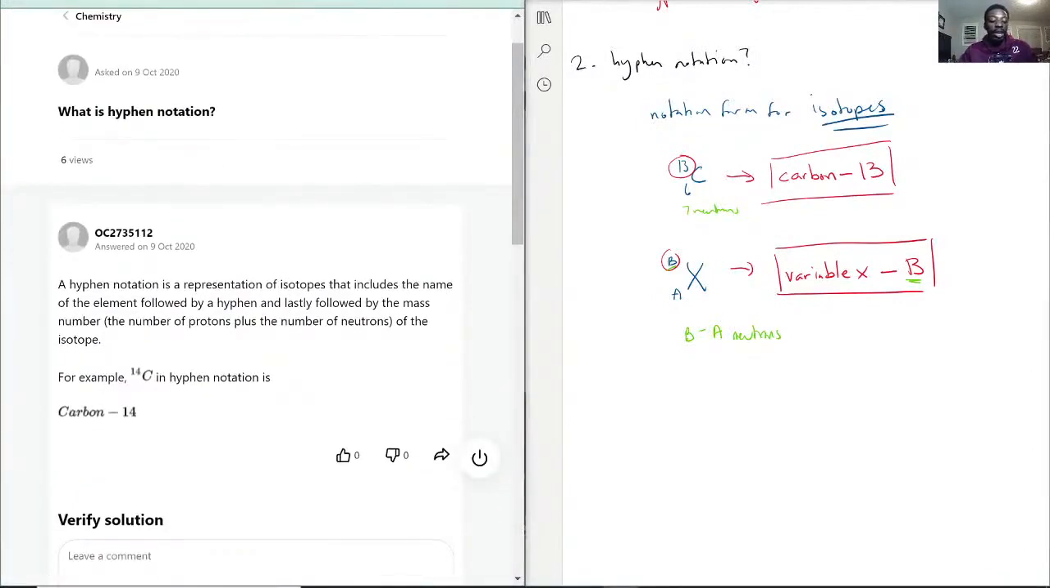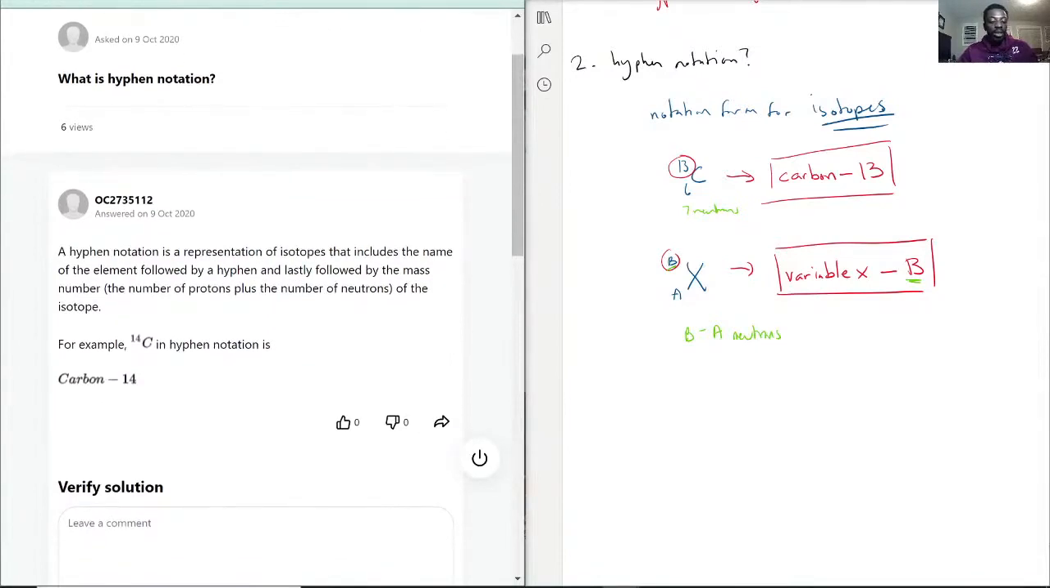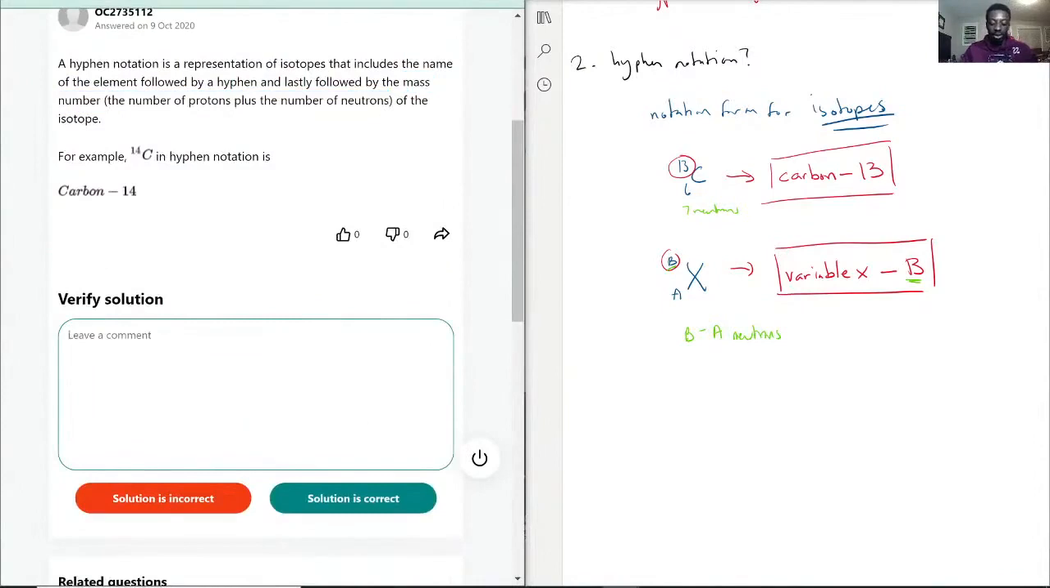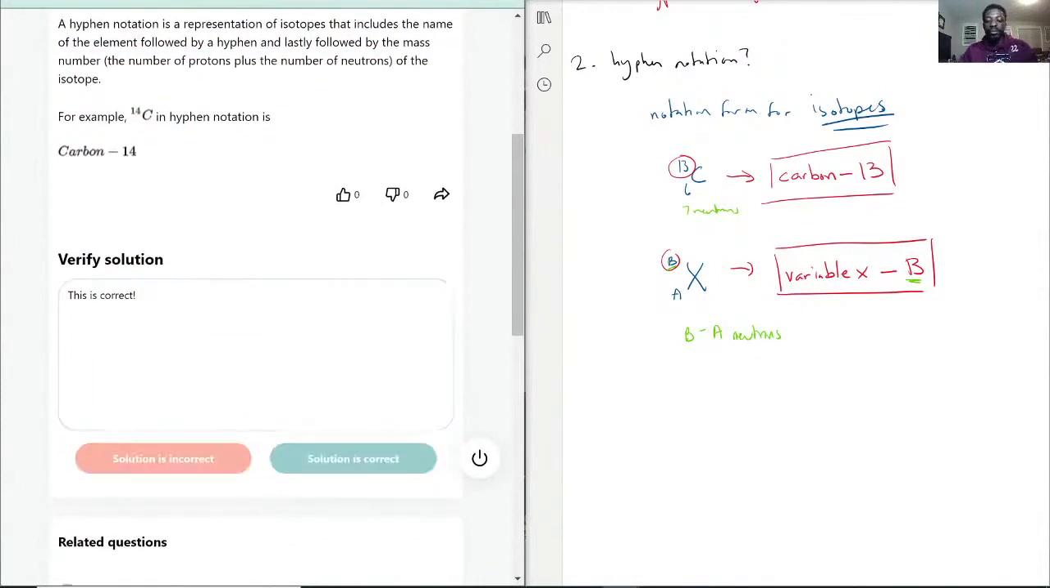For example, they actually use carbon 14 in this one, and that is another valid isotope for carbon. In this case, this carbon here would have 8 neutrons, and it's key here, the mass number is the number of protons plus the number of neutrons of that isotope. So this is correct. Alright, now let's go on to question 3 for tonight.